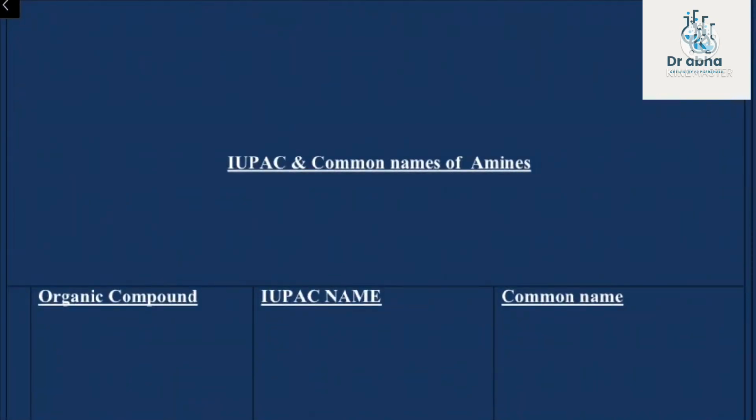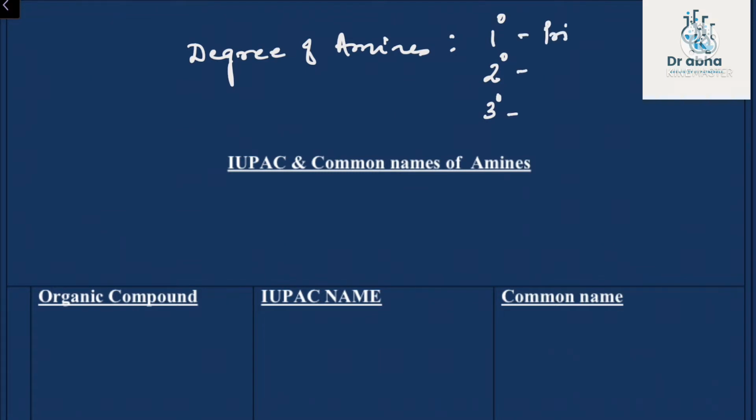Before we start with the common names and IUPAC of amines, I would just like to remind you of the degrees of amine, right? Class, you know there are 3 degrees of amine: primary, that is 1 degree, secondary, that is 2 degree, tertiary, that is 3 degree. And incidentally, it has got nothing to do with primary carbon, secondary carbon, tertiary carbon. Unlike halides, unlike alcohols, where we have 1 degree, 2 degree, 3 degree halides or alcohols based on the degree of the carbon, here we have got nothing to do with the degree of carbon.